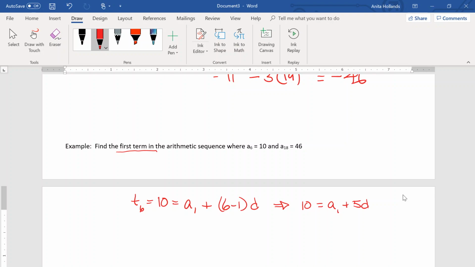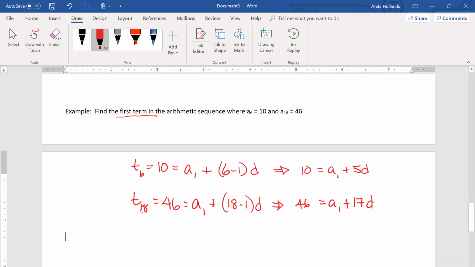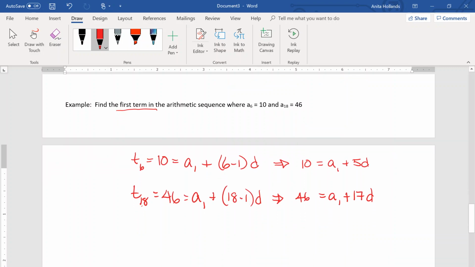Let's do the same thing here for this term. So t sub 18, this we know is equal to 46, and this is a sub 1 plus, now here our n is 18, so 18 minus 1 times d. And this gives us 46 is equal to a sub 1 plus 17d. Now we can find a sub 1 and d, we know these are both the same for both these equations, using a process of elimination for finding a linear system.